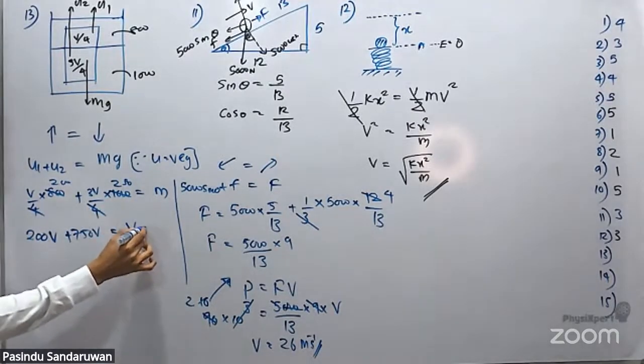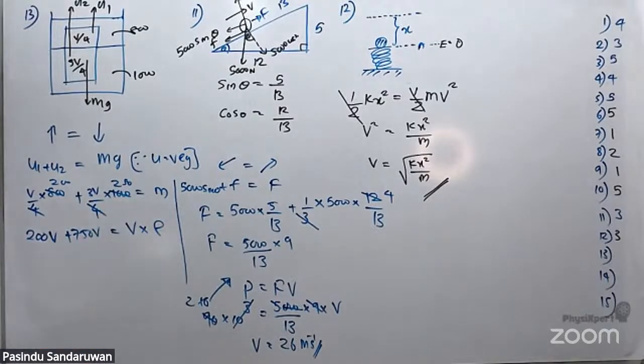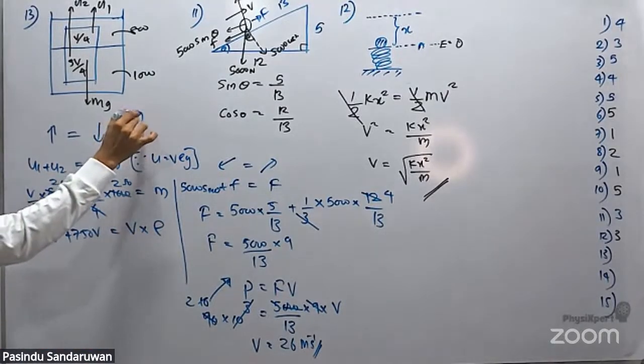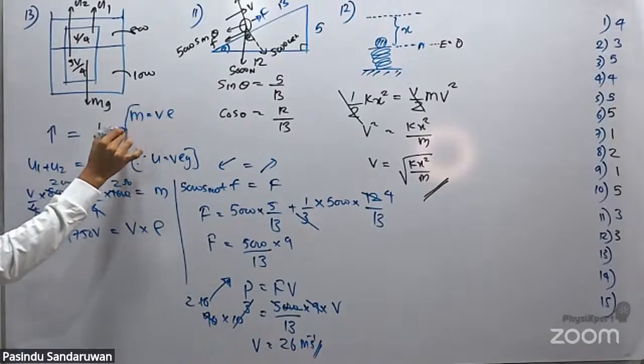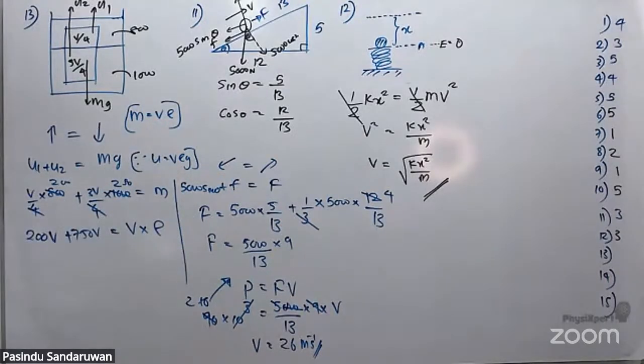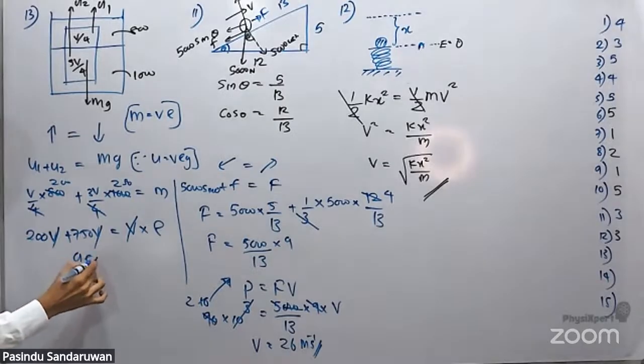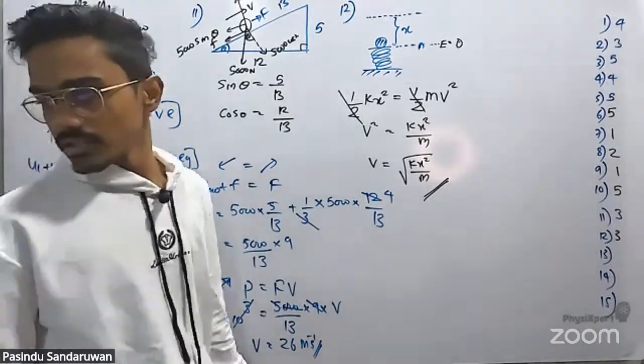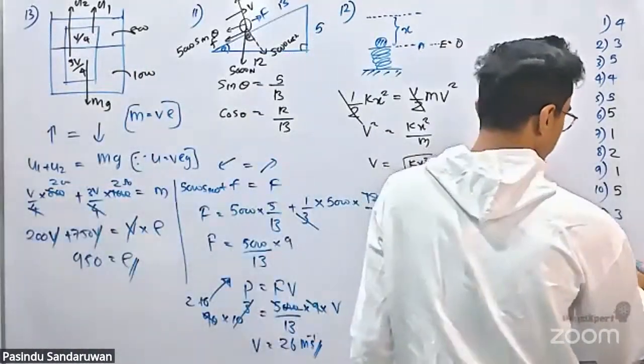Total volume times density. Mass is V rho. Mass can be written as V rho. Then V cancels, which means 200 plus 750, 950. 950 equals rho. Answer 5. For 13, answer 5.